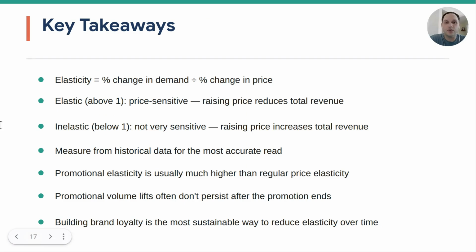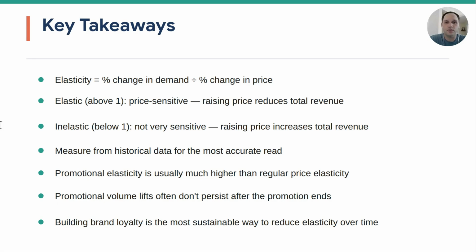7 things to take with you. Elasticity equals the percentage change in demand divided by the percentage change in price. That's the core formula. Elastic demand, above 1, means price-sensitive customers. Raising price reduces total revenue. Inelastic demand, below 1, means not very sensitive. Raising price increases total revenue.